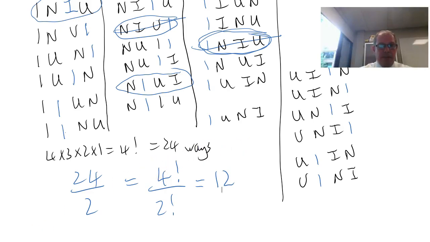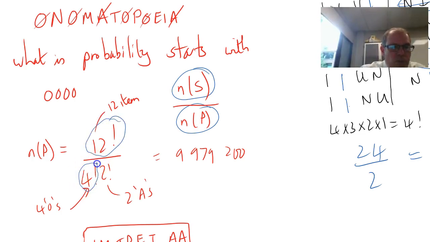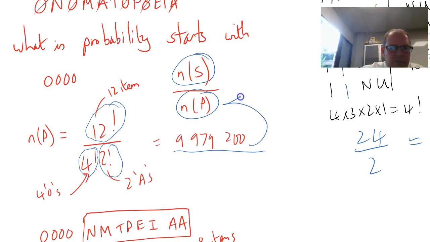Want to do another one? How about onomatopoeia? If we think of onomatopoeia, which is a great English word, what's the probability that it starts with O-O-O-O? Obviously we want to find the total number of successes divided by the total number of possibilities. Firstly, the number of ways to arrange onomatopoeia is 12 items, so 12 factorial, divided by 4 factorial because we've got 4 O's, divided by 2 factorial because we've got 2 A's, and we get this rather large number, 9,979,200. That's our bottom number, the number of possibilities.